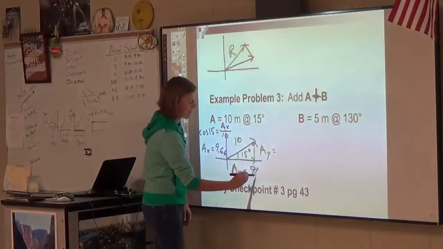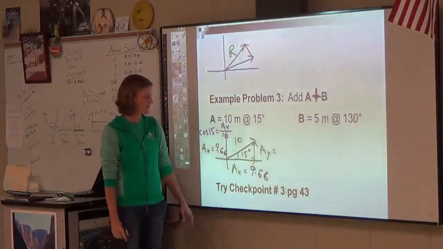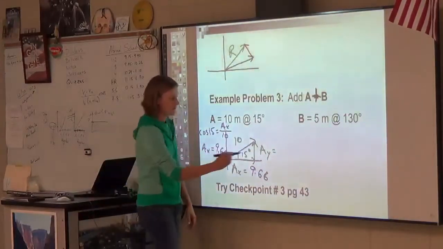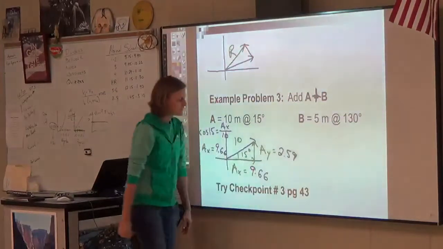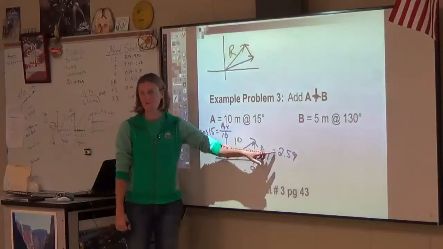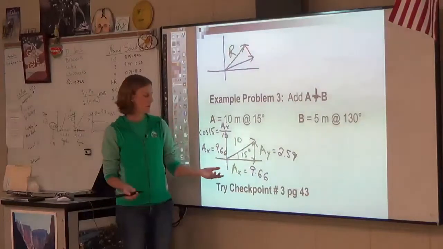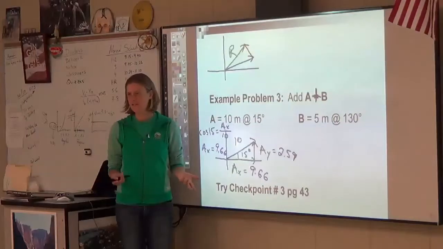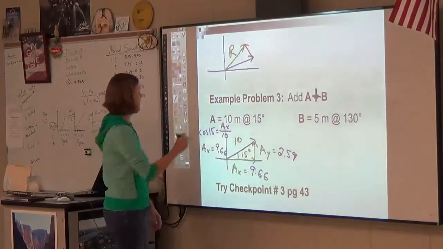All right. And then if one was cosine, the other one would be sine. Got an answer? 2.59? Okay, so we've solved for our components. Now, one more thing we need to do is just look at the magnitude, look at the direction. This is right, this is up. Do I need to add any negative signs to that? No. So we're good to go.